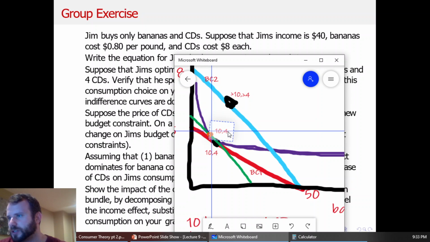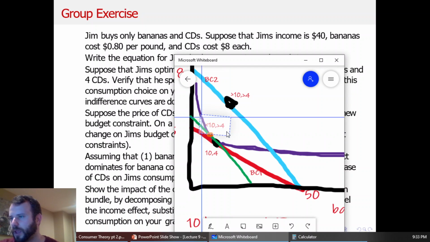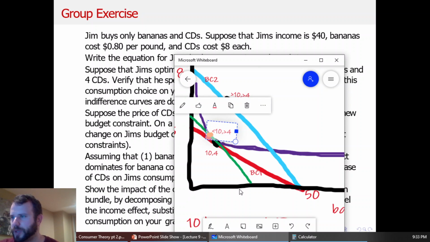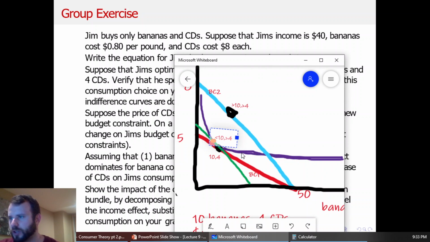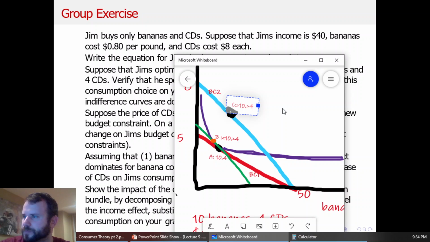So the substitution effect. Let's call this less than 10, greater than 4, because it went up a little bit on the CDs. The number of CDs increased by a little bit, and the number of bananas decreased by a little bit. So I'm going to call this B. This was the original one, so A. And let's call this one C.